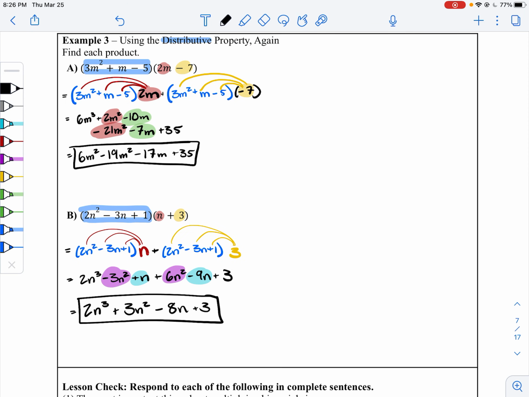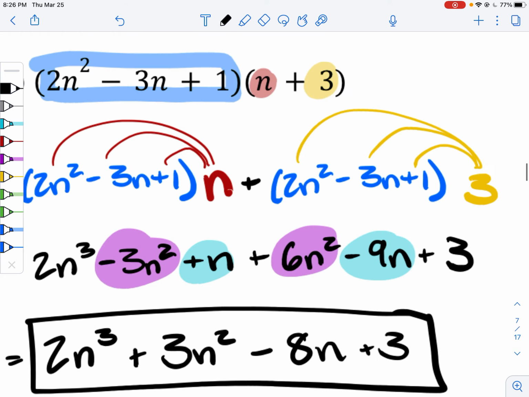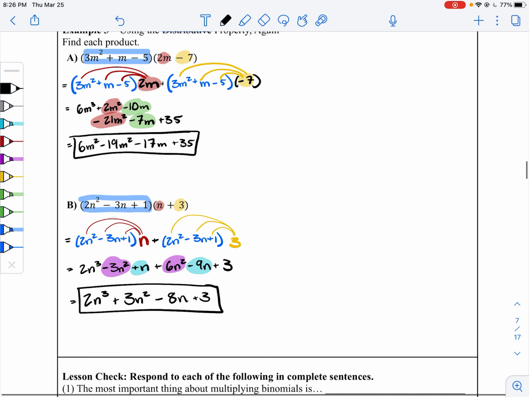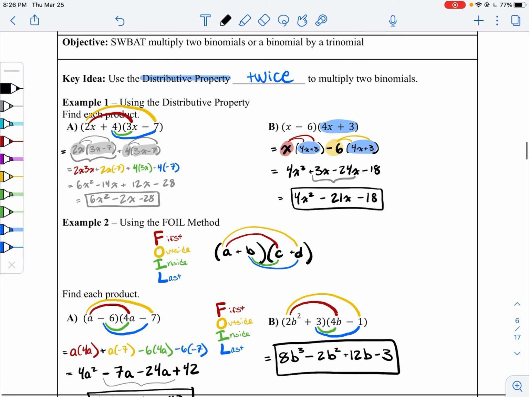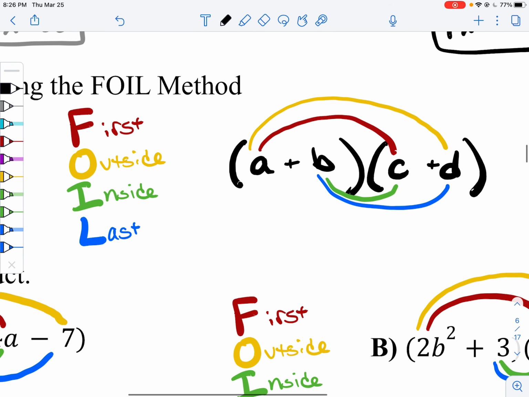Cool, there it is. Hey, look, just distribute. Just keep distributing. Break it up into tiny pieces and then distribute them all over the place. But FOIL, you guys, FOIL is a great shortcut that will help you on your homework, and I hope you have fun there.